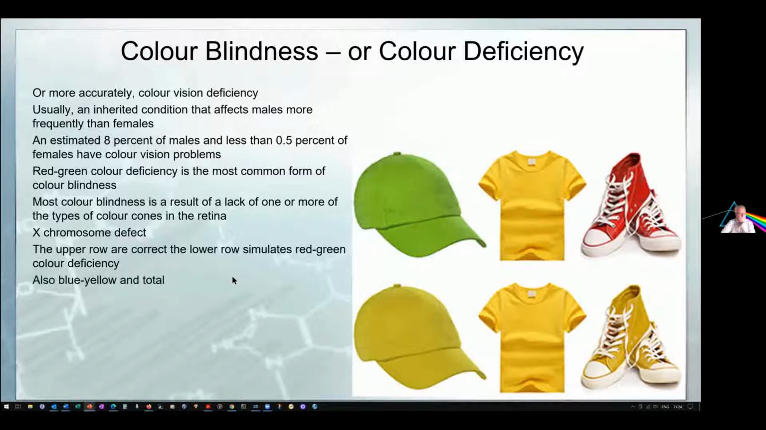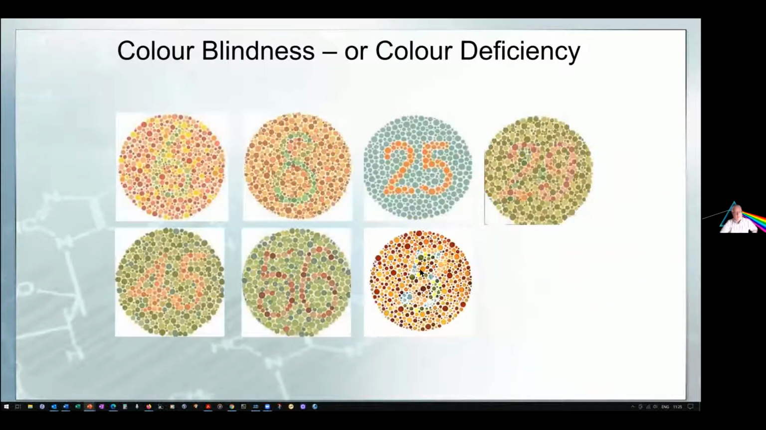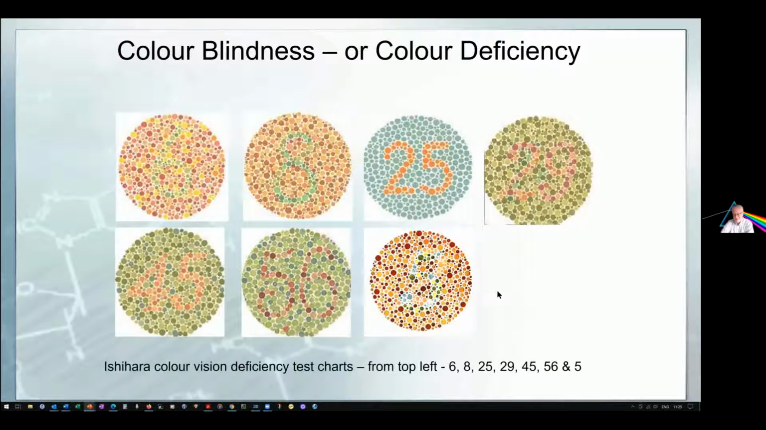So there's also blue-yellow color blindness, which is very rare, and total color blindness, which is even rarer. And here we go. These are the things that medics and opticians use to check color blindness. And these circles here, these spots have numbers on them. And I find that the one on the bottom right here most difficult to see. I can see it, but it's the most difficult, I find. Put you out your misery, those are the numbers. And they're called Ishihara color vision deficiency test charts.